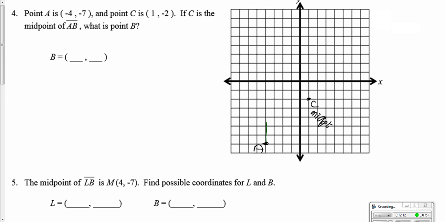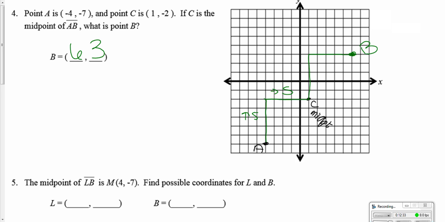That's 5. Then I went over 5 also. So then to find the other endpoint, I want to do the exact same thing from point C. So I go up 5, over 5. So here's point B, and that is the point 6, 3.